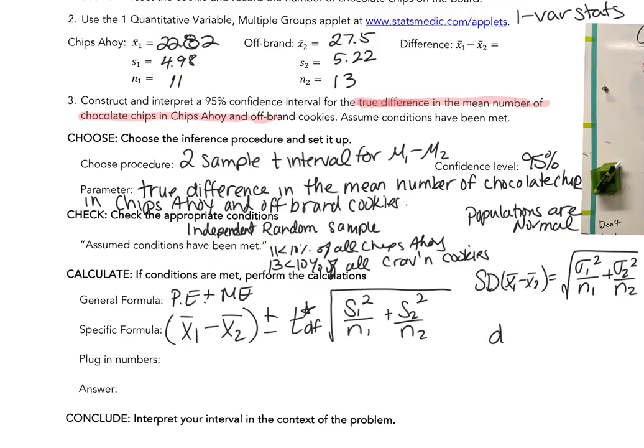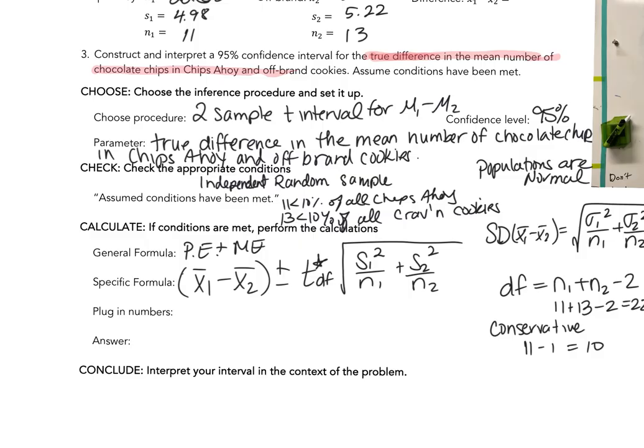Now, degrees of freedom has many different ways to calculate it. I've always been taught n1 plus n2 minus 2. So we add our sample sizes and subtract 2. So that's going to be 11 plus 13 minus 2 is 22. And then there's a conservative estimate, which is the smaller sample size minus 1, which is 10. That's going to give you a wider interval to capture more values. So either one is okay to use. But you're probably going to see in the homework, which you don't have tonight, that they use the conservative estimate.